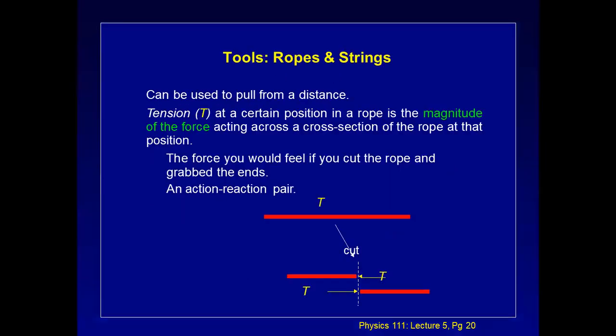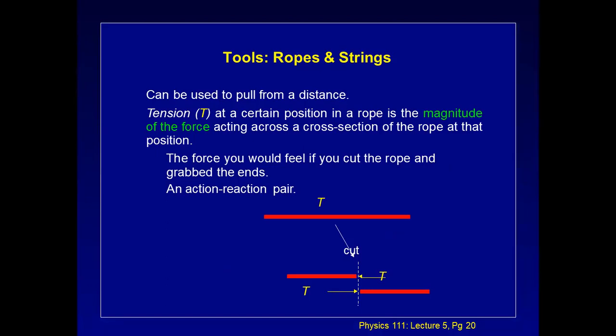Tools: we have the ropes and strings. They can be used to pull from a distance. Tension T at a certain position in a rope is the magnitude of the force acting across a cross-section of the rope at that position. It is the force you would feel if you cut the rope and grabbed the ends. An action-reaction pair happens. Okay?